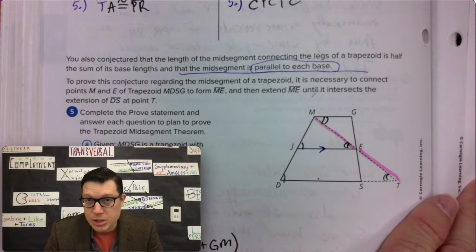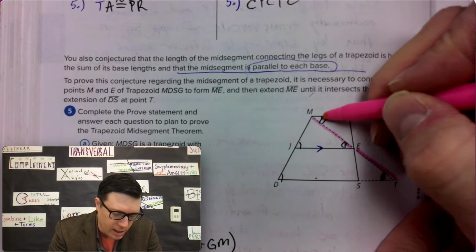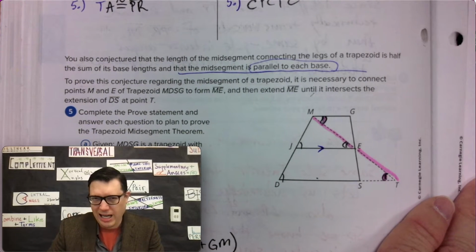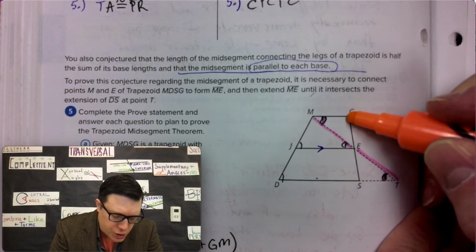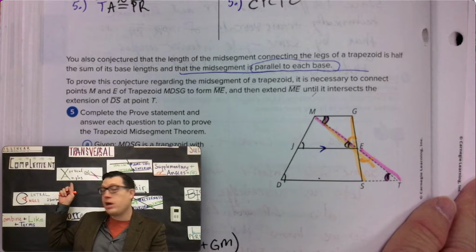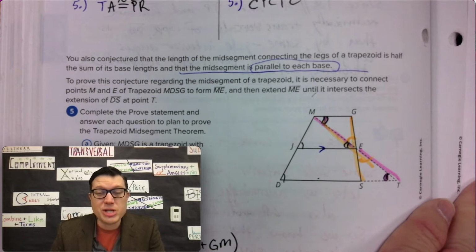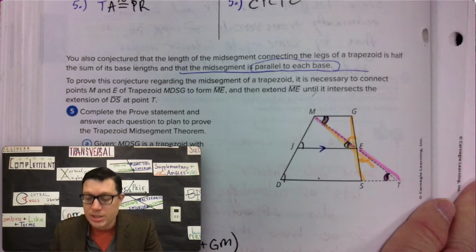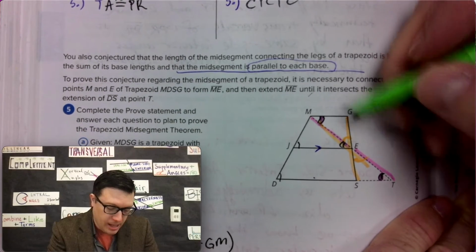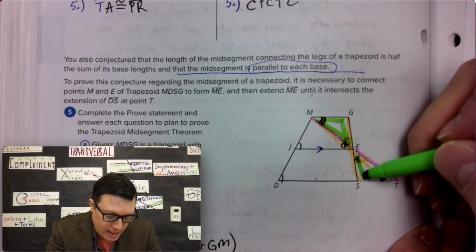Because of alternate interior angles, which you're going to write down in a minute, this angle and this angle are the same. Just highlight it when it gets there. When two lines cross, they create vertical angles, and that means those angles are congruent. So there's actually a pair of congruent triangles inside this diagram, namely the triangle GME and the triangle STE.